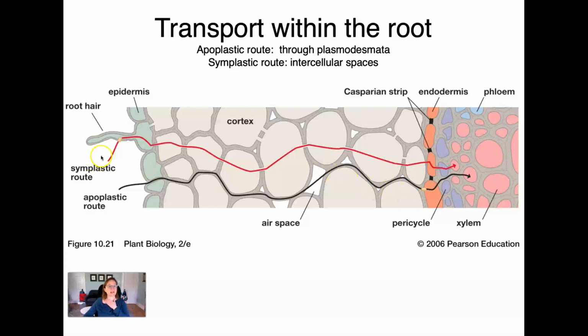The other way is the symplastic route. So the water moves in via diffusion, and then the solutes move in via protein transport, as we were talking about. Once those solutes are in the epidermal cytoplasm, they can move through plasmodesmata, the channels between cells, basically in the cytoplasm between cells, all the way from the epidermis into the cortex, which is primarily parenchyma tissue.